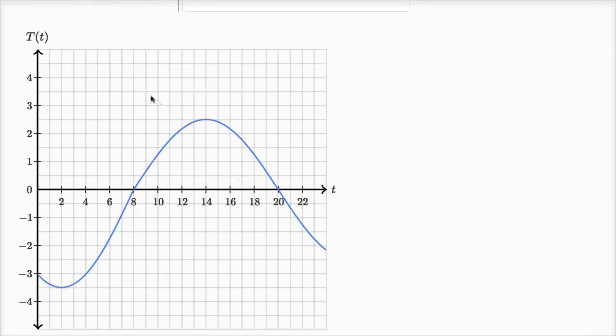So once again, this is capital T as a function of lowercase t. Temperature is a function of time. So we see at time equals 0, the temperature is -3 degrees Celsius. And then 8 hours later, the temperature is at 0 degrees Celsius. And then it hits at least a relative maximum point, or at least from what we see, it could even be a global maximum point, but based on what we see, it's definitely a relative maximum point, 14 hours into this measurement at time equals 14, and then the temperature starts to go down again.